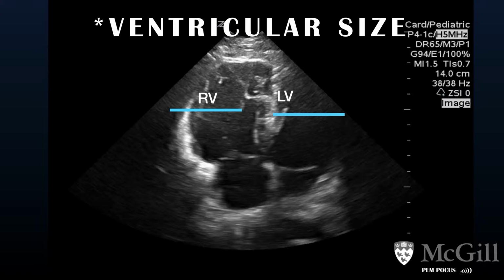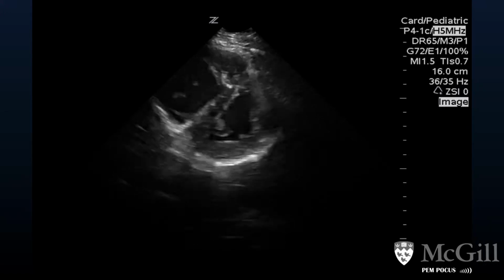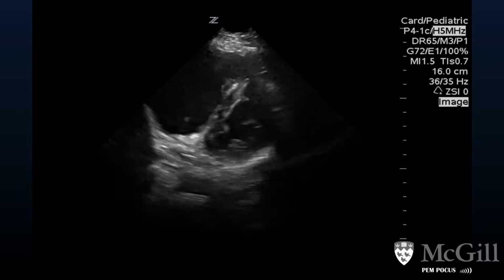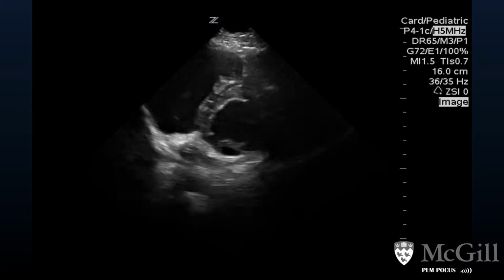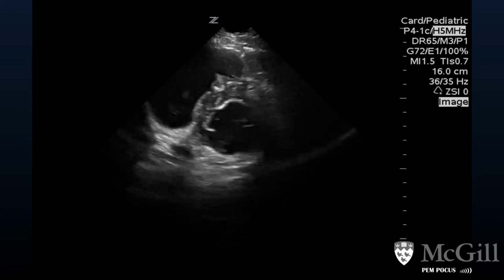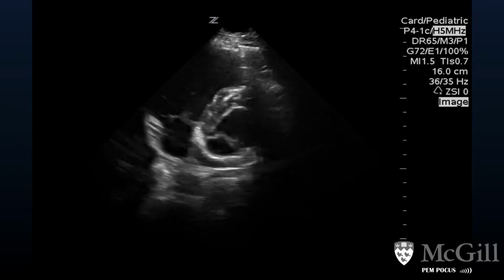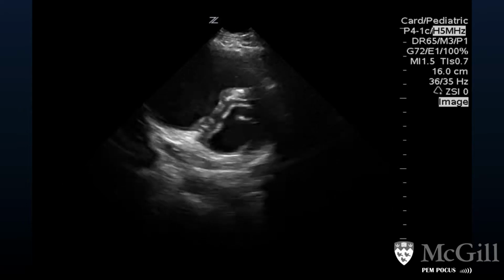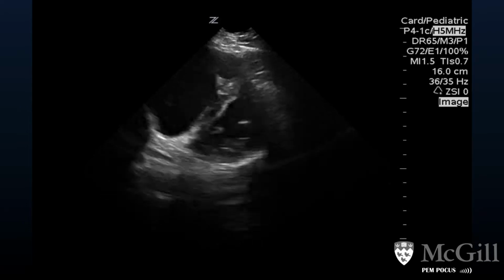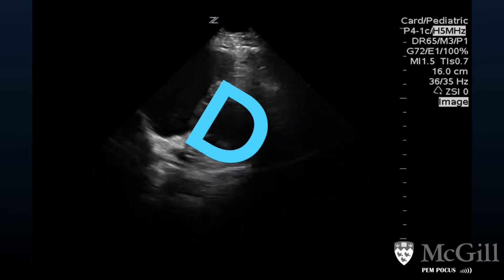In children, pathologies to consider include pulmonary hypertension, pulmonary embolism, and congenital heart disease. Signs of RV overload can also be assessed by using the parasternal long view and looking at the interventricular septum. If the interventricular septum is straight, forming a D-shaped LV, this is consistent with RV overload.